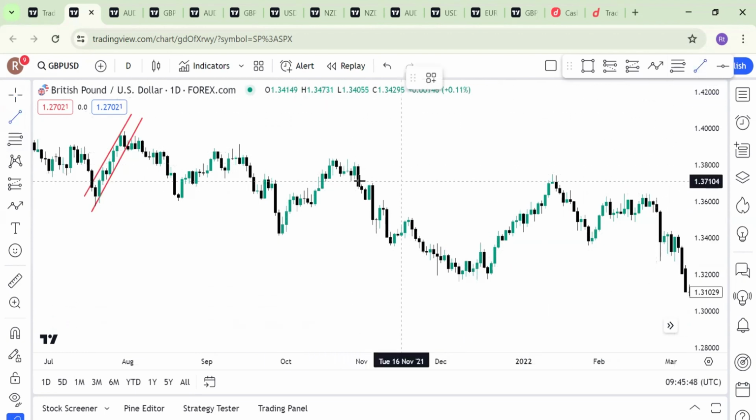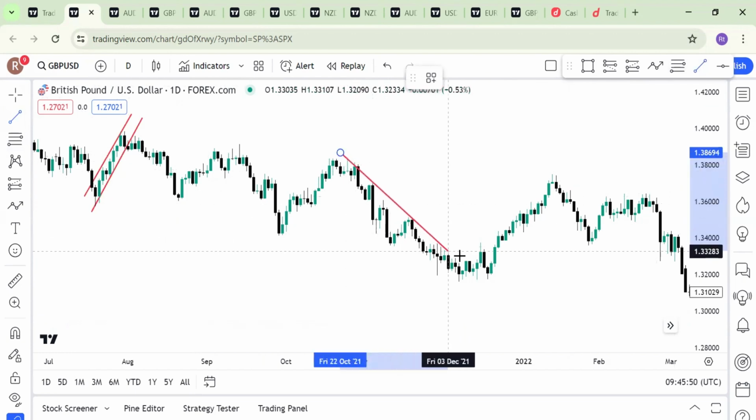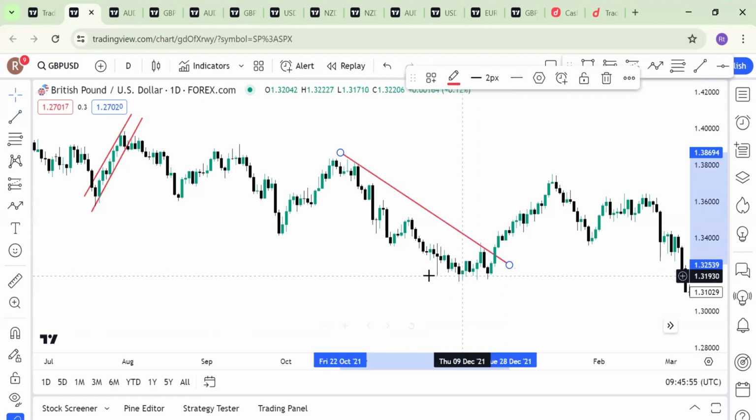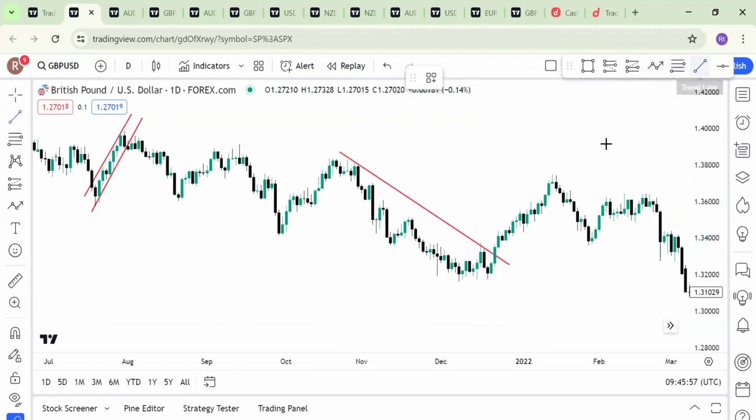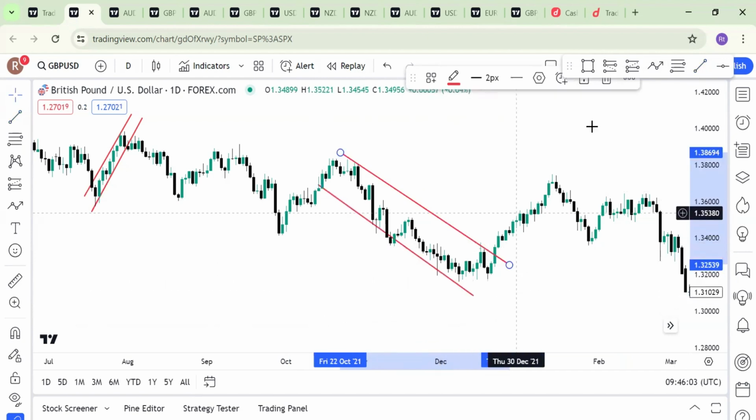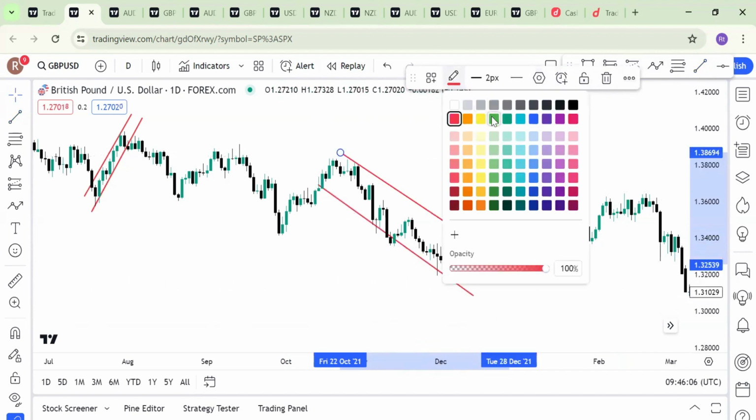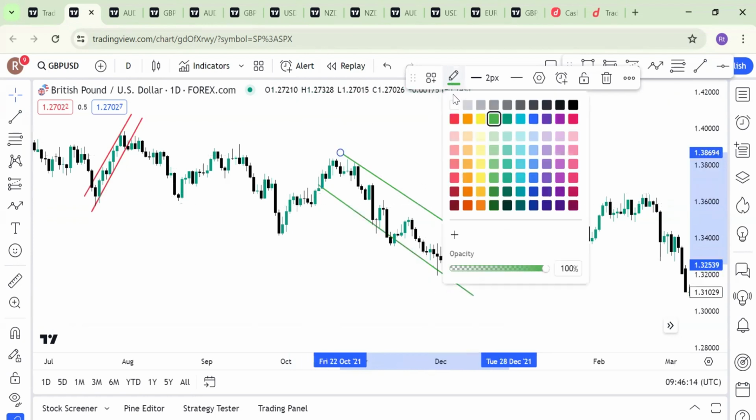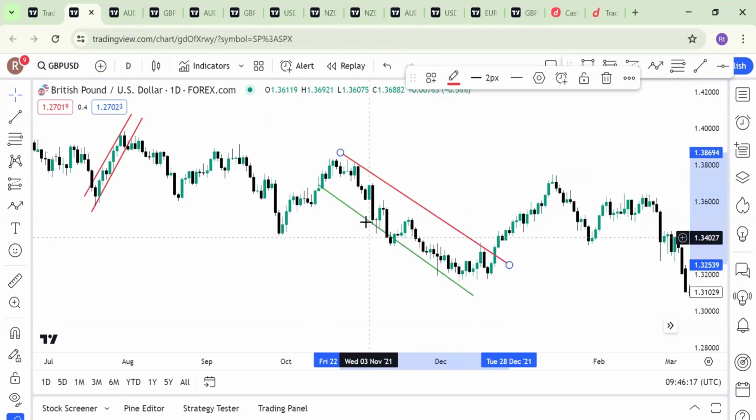Okay, let me use this as an example also. This is an example of a falling wedge. Okay, so this is our resistance button. Our resistance should be red, and our support should be green. Okay, this is our support line.